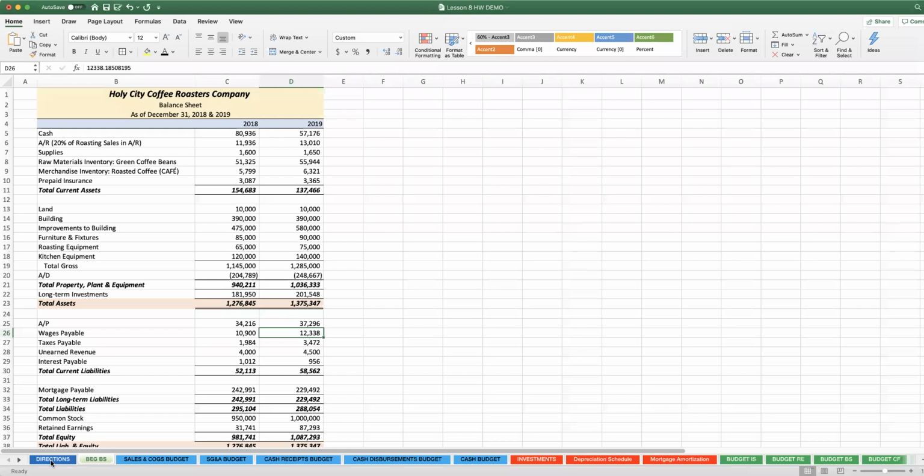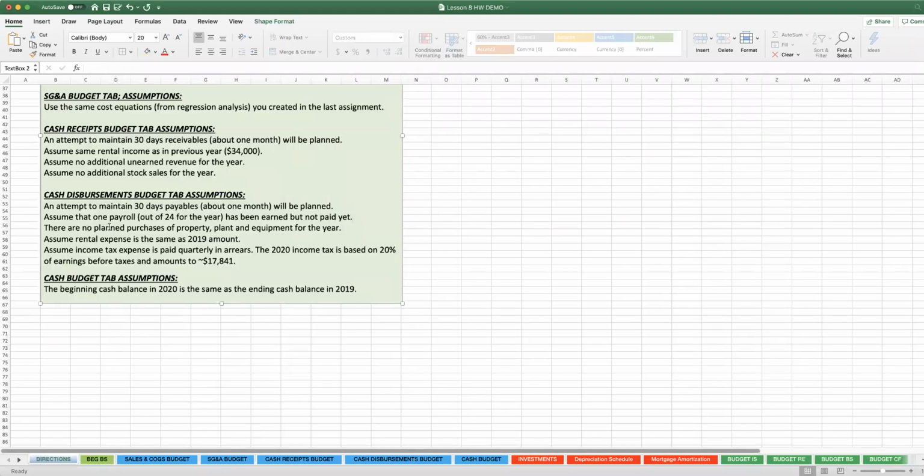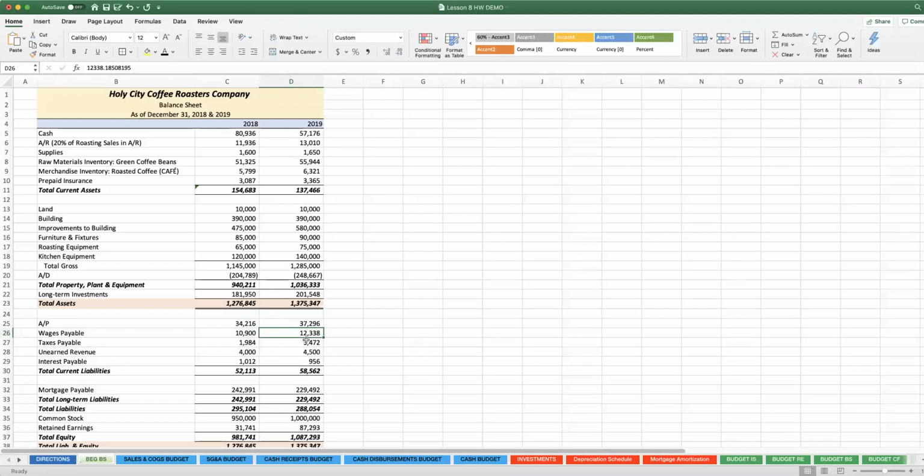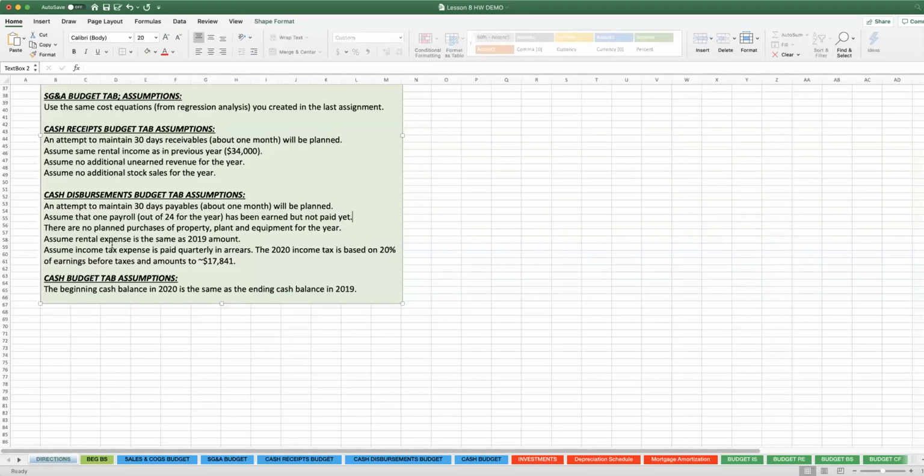So one payroll. Okay. Let's also assume we have no planned purchases of property, plant, and equipment for the year. Let's assume rental expense is the same amount as in 2019. And finally, let's assume income tax is paid in quarterly payments. So at the end of the year, we owe for a quarter at that time. The end of December quarter will be due and payable in the first quarter of 2021. And the same thing happened last year. You'll notice you had a tax payable amount, which was roughly a quarter of what was due. All right, so we're going to have those considerations. I'll come back to the cash budget when we get to it.